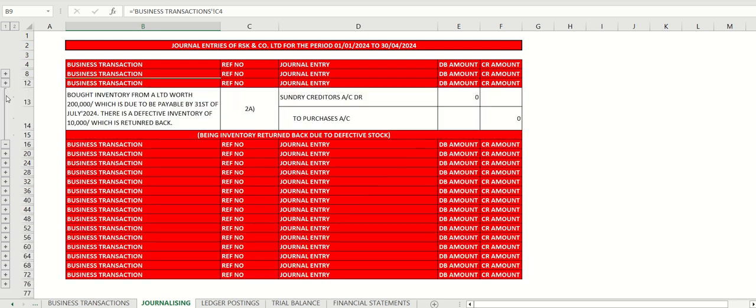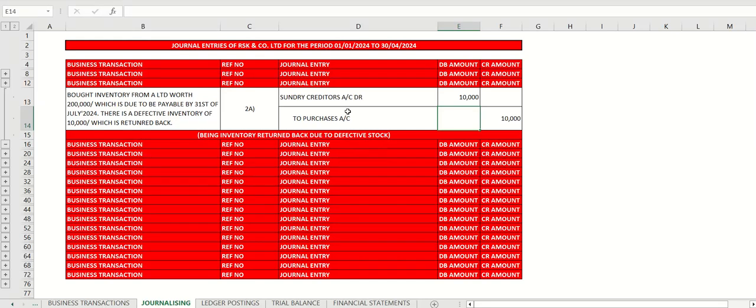Now go to the 16th row. So when the purchases are made, we have debited the purchase account. When the returns are made, we should give credit to the purchases, and we should reduce our sundry creditors to that extent because the goods are being returned. How much worth of goods has been returned? 10,000. So if you take a look here, being inventory returned back due to defective stock.